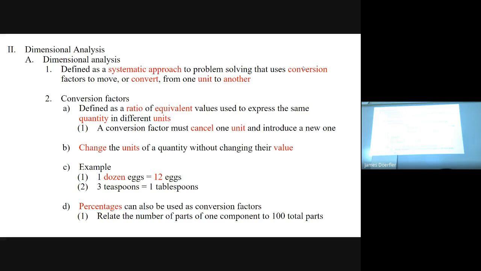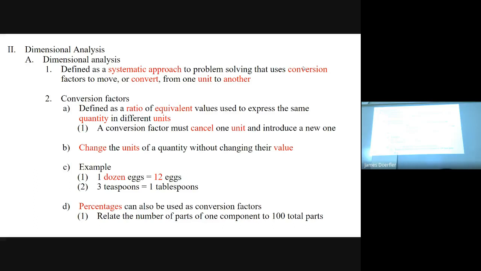to change units. It's a ratio of equivalent values used to express the same quantity, just in different units. We change the units of a quantity without changing their value. Like we say 1 dozen eggs. Really, when we say dozen, we mean 12. Okay, or 3 teaspoons is equal to 1 tablespoon. Or 3 feet is equal to 1 yard. Those are conversion factors. They are equivalent values, but we are changing units.